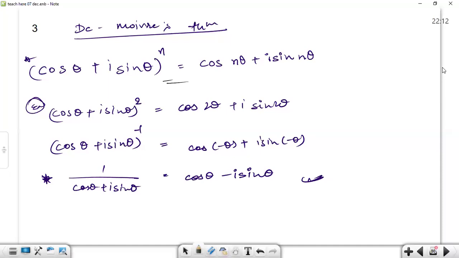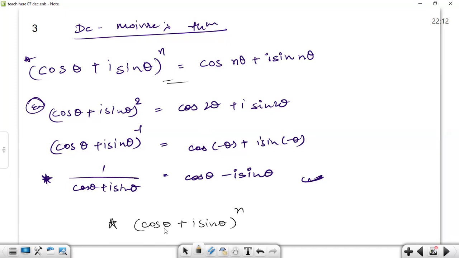So this is De Moivre's theorem: (cos theta plus iota sin theta) raised to power n. The power gets multiplied with the argument. Now, some things to note here about cos theta plus iota sin theta.